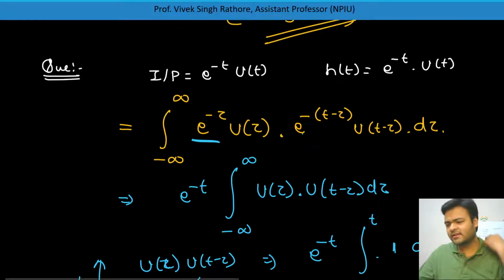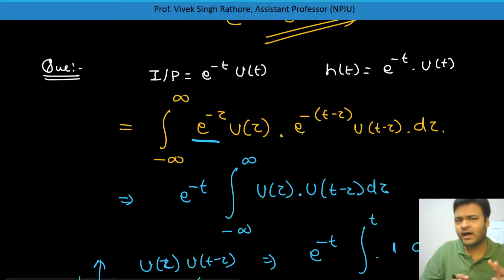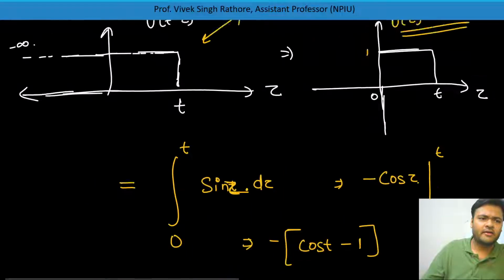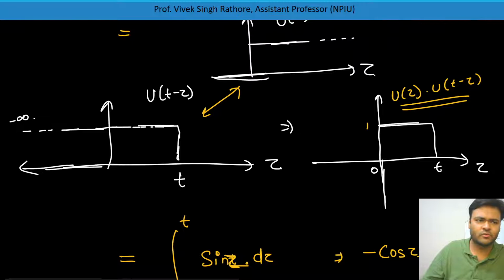You can understand how we are doing it. If a question comes like this and you have been asked for convolution, in a fraction of seconds you will get your answer very easily. You just need to change the domain and integrate. Nothing is more than that.